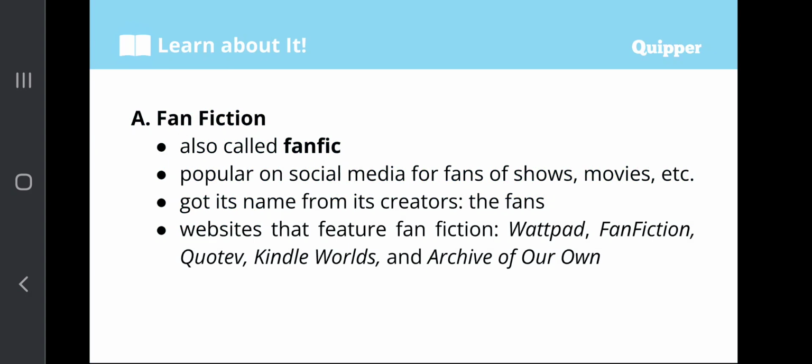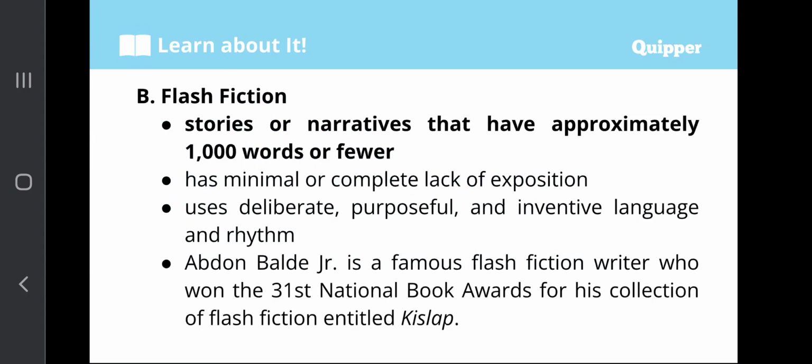The most popular in the Philippines is Wattpad, like the Wattpad series, that are being inclined to different stories, different plot, settings, characters, and so on and so forth. That is why it is called fan fiction. The story comes from its creators, which are the fans.